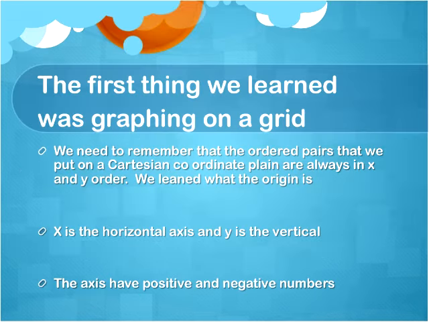So the very first thing that we're going to remind ourselves about is we need to remember that the ordered pairs that we put on a Cartesian coordinate plane are always in X and Y order. And we learned, not leaned, what the origin is. So X is the horizontal axis, Y is the vertical, and the axes have positive and negative numbers. So we're just going to go to the graph page, and we're going to take a look at that.